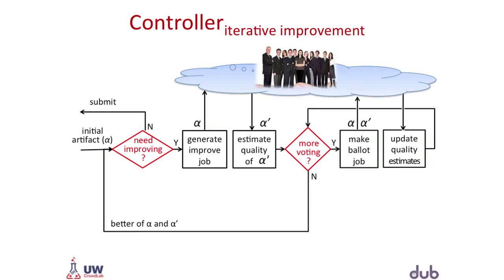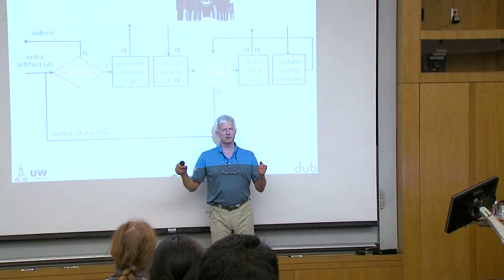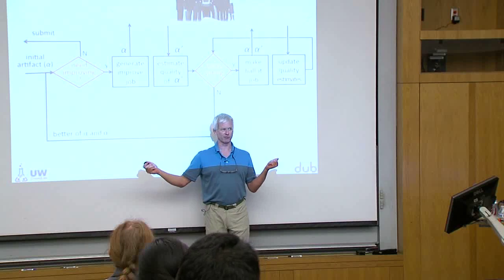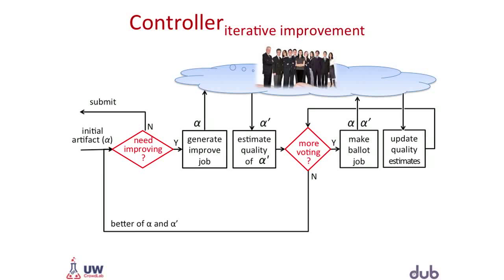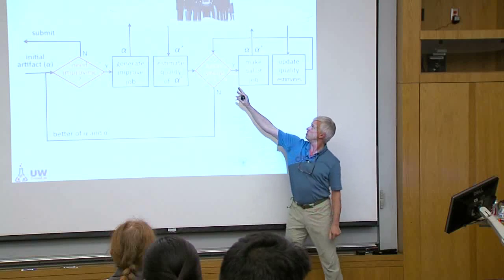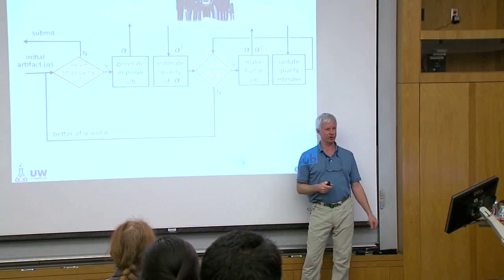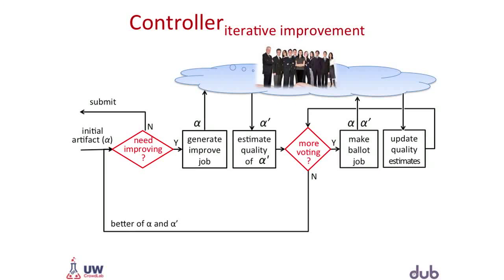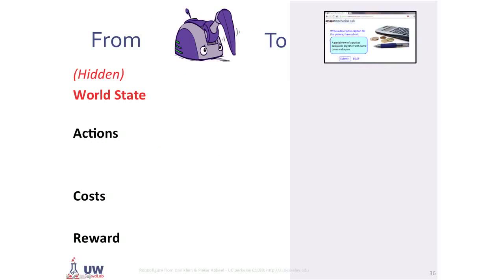Putting this into our controller model, the first question is, do we actually need to improve this artifact at all? Maybe the description's already good enough. If so, we should just return it. Otherwise, we should generate an improved job, and when we come back, we should estimate the quality, and now we have an estimate of the quality of the 2 artifacts. Are we pretty sure which one's better? If so, we don't need to do any voting. We can just go try to see if we improve it or return it. Otherwise, we have to do some voting, and then we're going to do state estimation, update our probabilities, and so on. So again, formulate this as a POMDP.